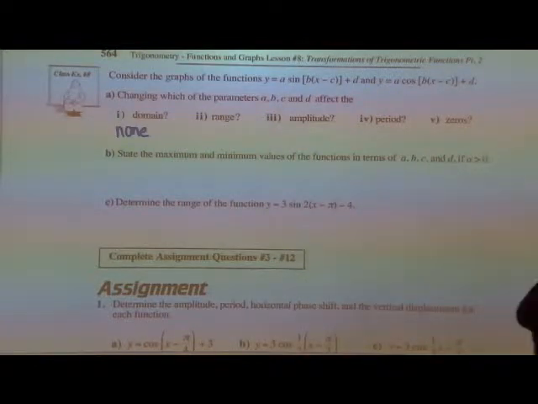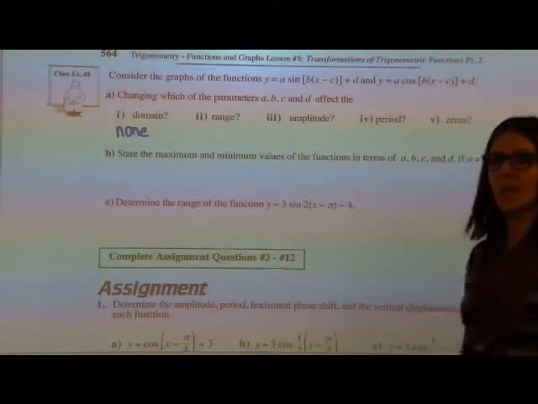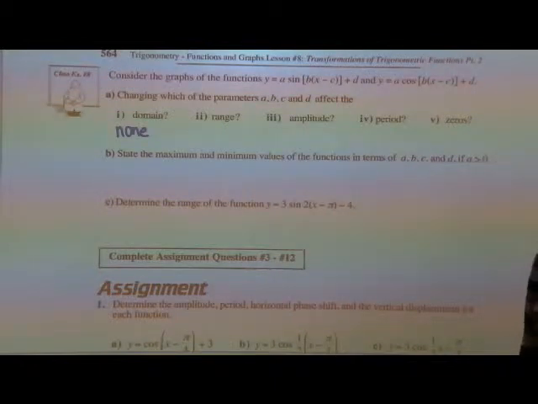What about the range? Those max and min points. What affects the max and the min points? D. D does.